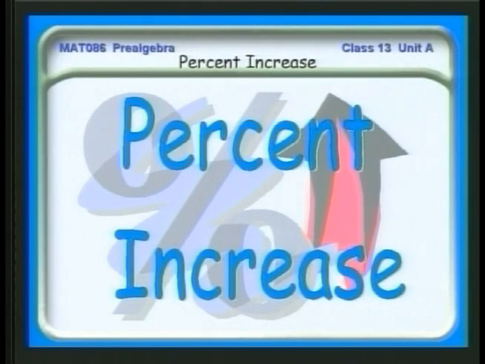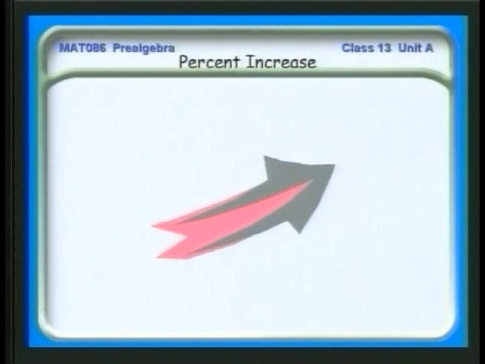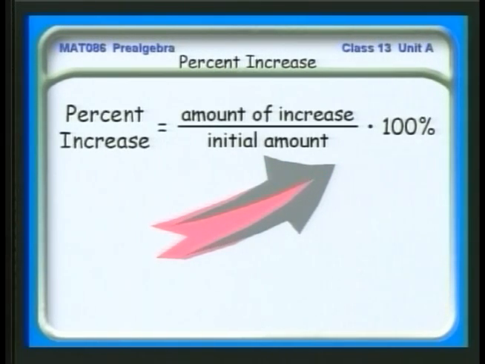Let's get started by talking about what happens when things get bigger. We'll define the percent of increase. The percent of increase is how much something got bigger over the initial amount. If you look at how much something got bigger over the initial amount, that would be basically a fraction between 0, if it didn't get bigger at all, up to 1. To convert that fraction to a percent, we multiply by 100%.